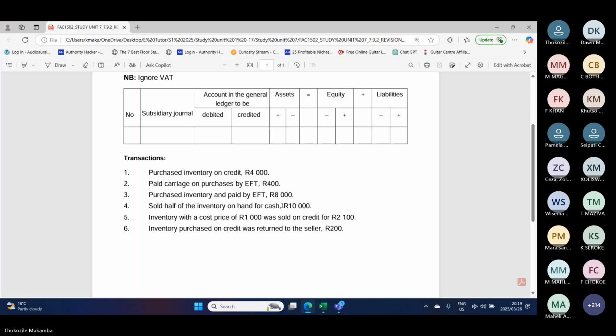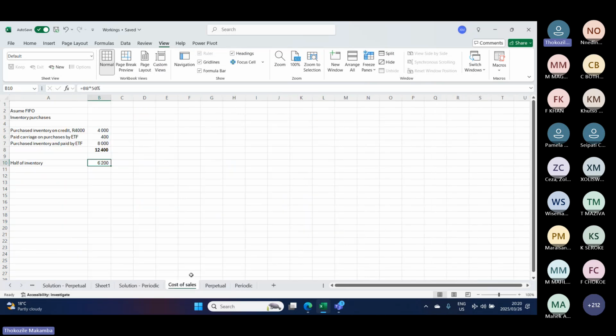Good evening. Evening. My question is regarding the perpetual accounting. I think that's what it's called. So I am looking at the 400 where you paid for carriage on the purchase, right? Correct. And then where it now said sold half of the inventory on hand for cash. Is that 400 not part of the 6,200 that is being minused? It absolutely is.